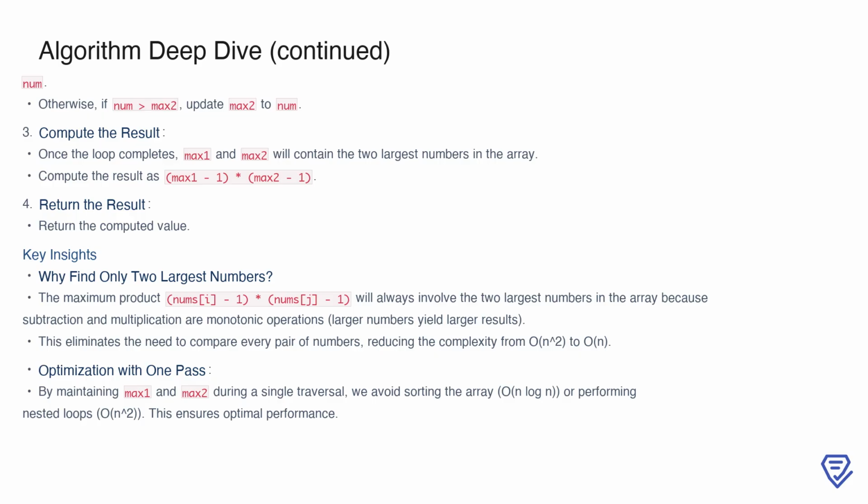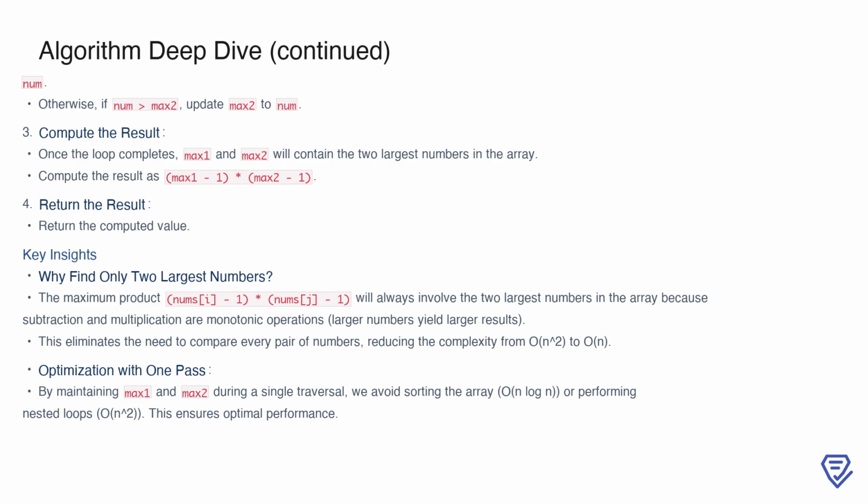Now, let's break down the steps further. During the iteration, for each number in the array, we compare it with the current value of max1. If the number is larger than max1, we update max2 to the current value of max1, essentially shifting the largest number down to the second largest, and then set max1 to the new number. If the number isn't larger than max1 but is larger than max2, we simply update max2 to this number. By the end of the loop, max1 and max2 will hold the two largest numbers in the array. Using these, we compute the result as (max1 - 1) * (max2 - 1) and return it. This approach ensures we only traverse the array once, making it highly efficient.